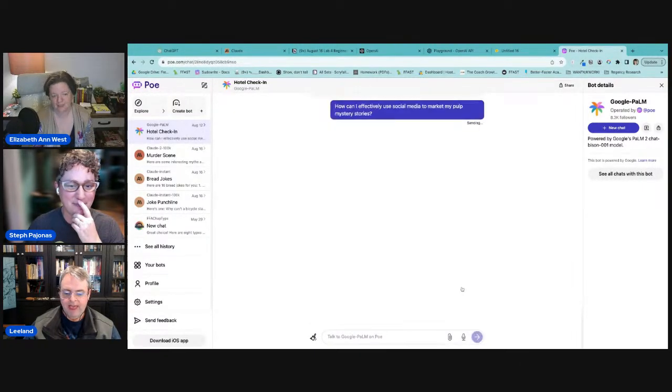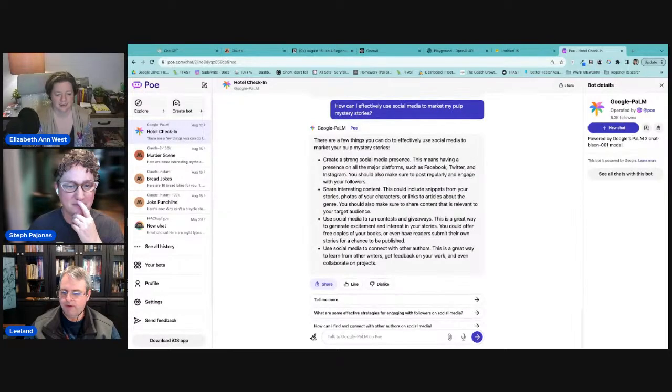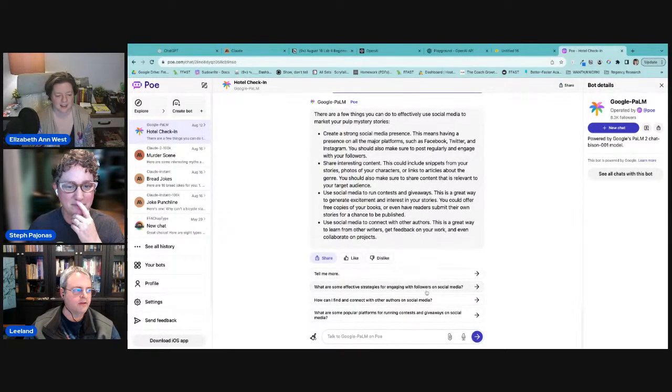So I'm pretty sure that Google is doing the same thing, like with Poe. They're wrapping your query in some other specific prompting that's focusing it.